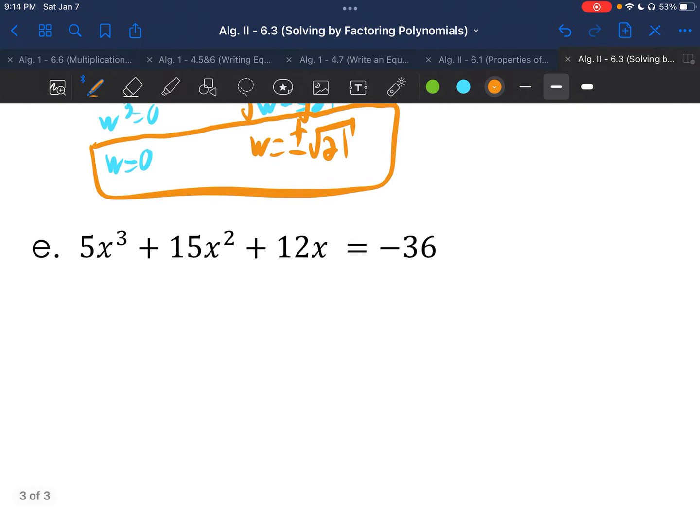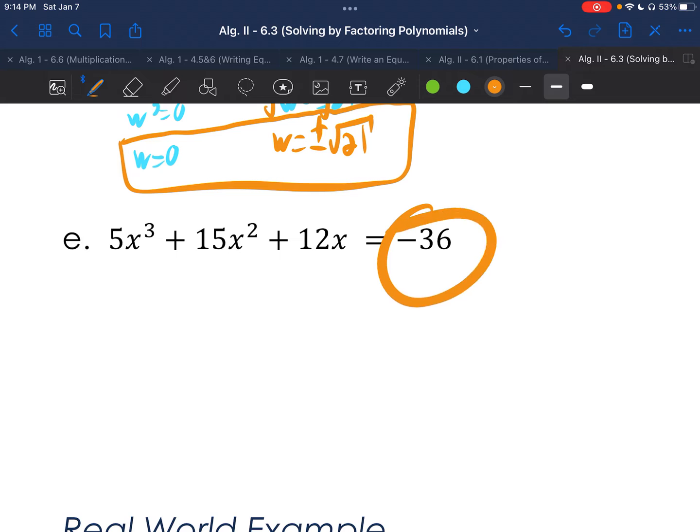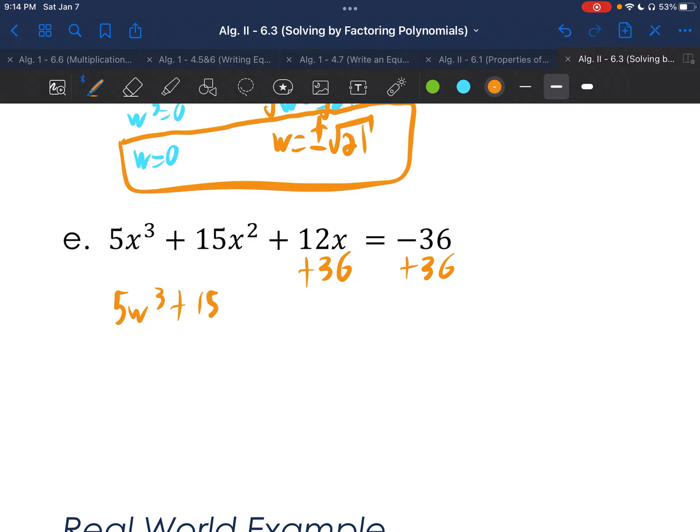Letter E. You notice that letter E doesn't equal 0 this time, so we have to make it equal 0 by adding 36 to both sides. And 36 doesn't combine with any of these because it does not have a variable, while the others do. So we get 5x cubed plus 15x squared plus 12x plus 36 equals 0. Now it equals 0, and there's no GCF, so we continue factoring.